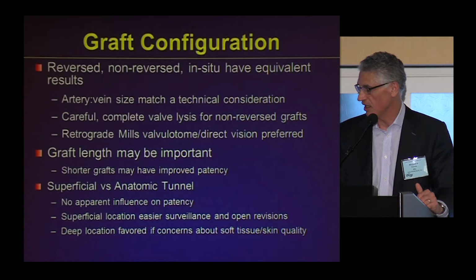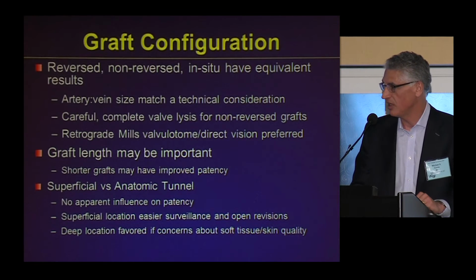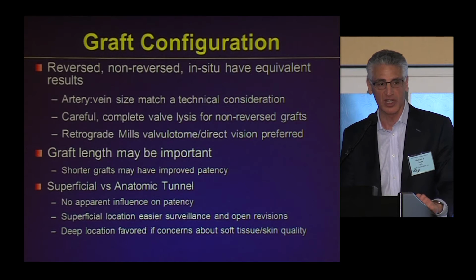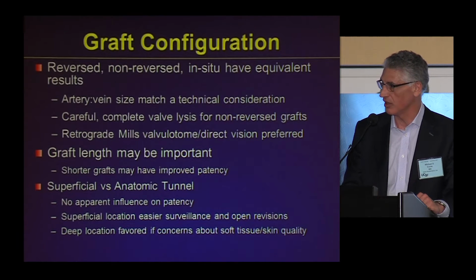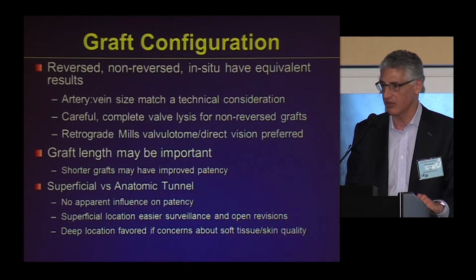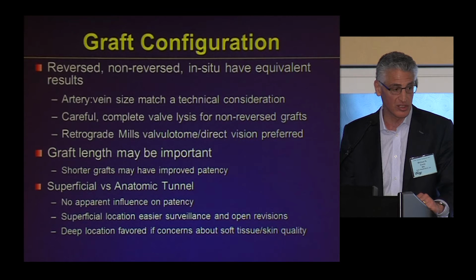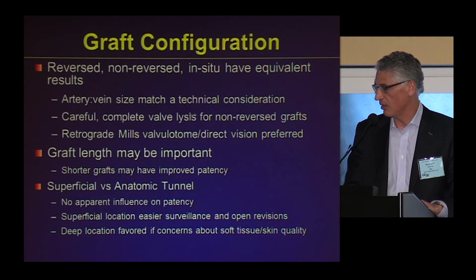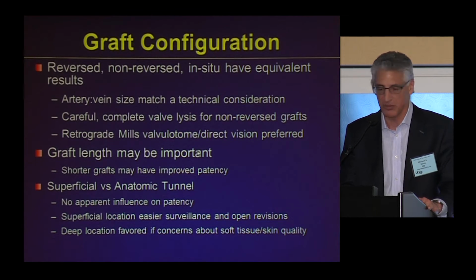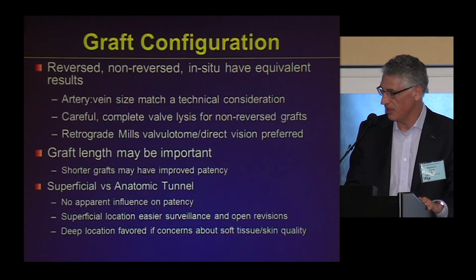But for me, again, the artery size match to the vein is a technical consideration. I tend to use a lot of non-reversed grafts for that reason. I like the bigger end on the proximal side and the smaller end distally, but you need to know how to use a valvulotome if you're going to do that. If you're not comfortable with that, you're better off just reversing the graft and damaging it. I use a retrograde Mills valvulotome. I prefer direct vision, not the blind technique for valvulotomy.